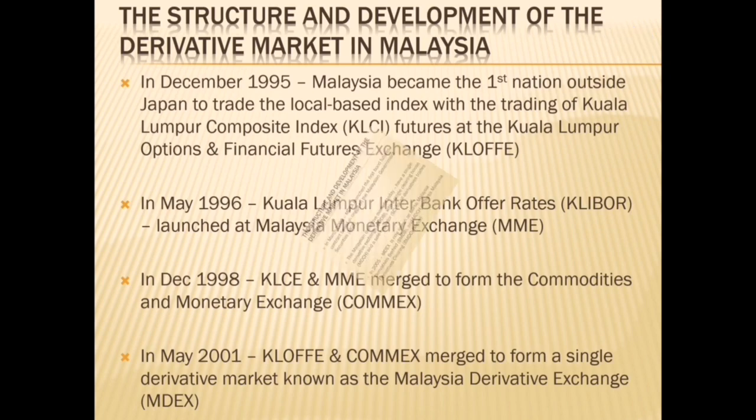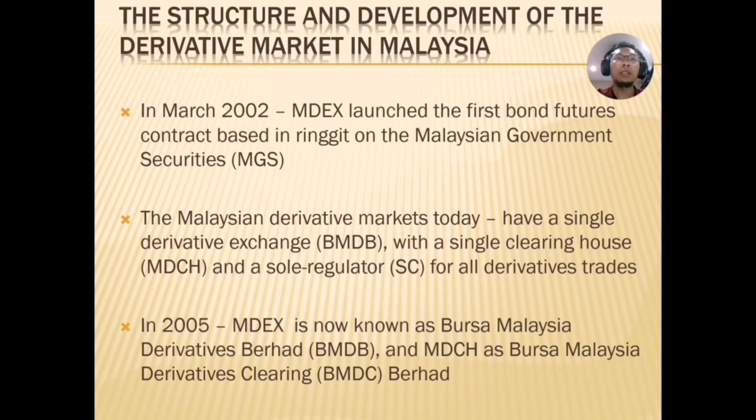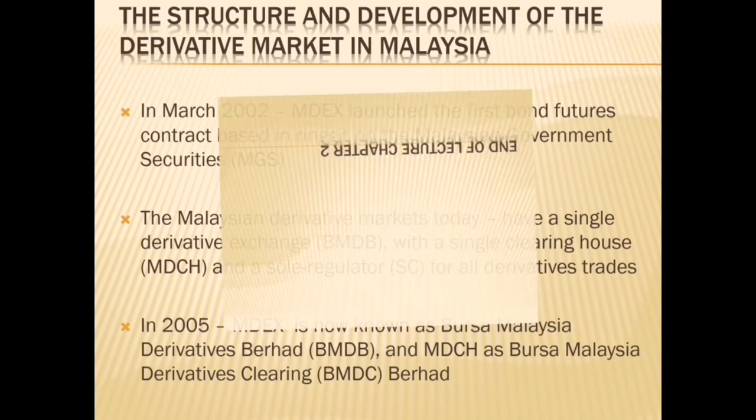Okay, Malaysian Derivatives Exchange. In March 2002, MDEX launched the first bond futures contract in ringgit based on the Malaysian Government Securities, MGS 2002. The Malaysian derivative market today has a single derivative exchange with a single clearing house and a sole regulator, which is the SC, Securities Commission, for all derivative traders. In 2005, MDEX became known as Bursa Malaysia Derivatives Berhad, and MDCH became Bursa Malaysia Derivatives Clearing Berhad, which is the clearing house.